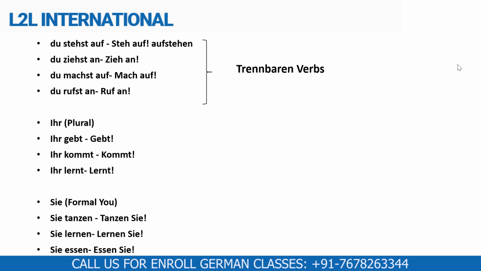So the first Trennbare verb is aufstehen. We have to conjugate it with du first, so simply: du stehst auf. From this we have to remove the st part, so we are left with steh auf. Aufstehen with du is conjugated as stehst auf. After that, remove the st, and we are left with steh auf.